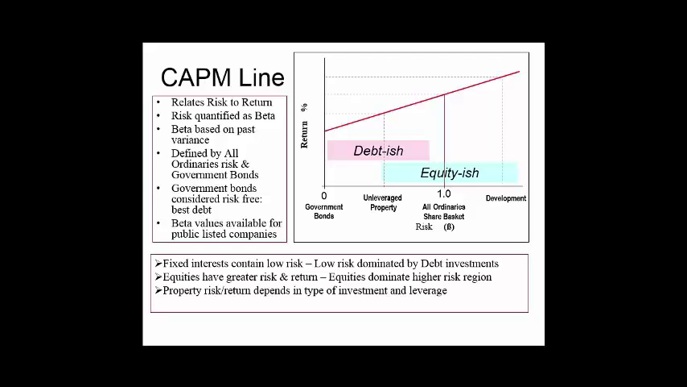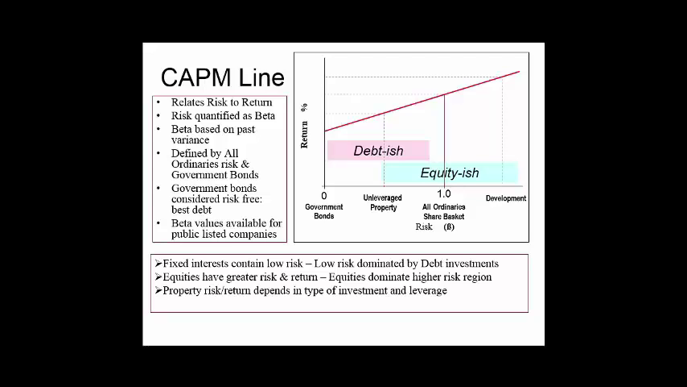Looking across the CAPM line, we can see that the low beta areas, the low risk areas, tend to be dominated by debt, whereas the higher risk levels tend to be dominated by equity. However, we do see a significant overlap in the low beta area between good quality equity and poor quality debt.